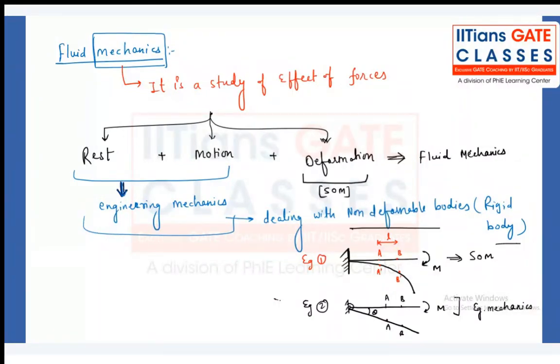Mechanics of solid, mechanics of fluid, and engineering mechanics. You should know the difference between these three subjects. I will be moving on to that, whether it has a fixed deformation or a continuous deformation. That continuous motion which is happening is one type of what? Deformation only. Very good.